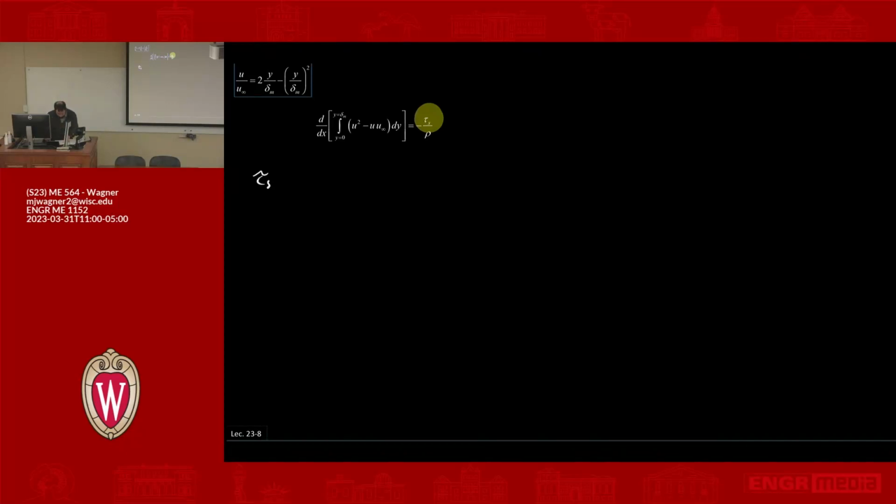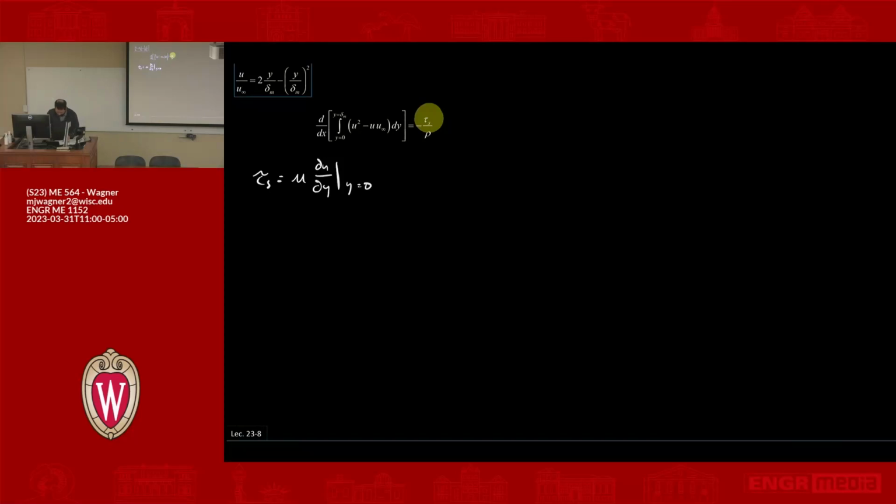Let's say tau s is equal to mu partial u with respect to y, evaluated at y equals 0. That's our shear stress at the surface. We have to make sure that our shear stress matches the assumed velocity profile. If you plug in some other approximation for shear stress, you're going to be inconsistent. It's wrong. So you want to make sure the shear stress matches the velocity profile. So let's take our u and plug it into the shear stress and see what we get out of that.